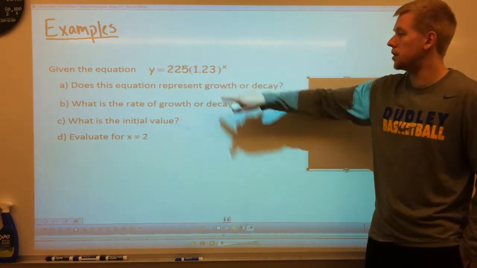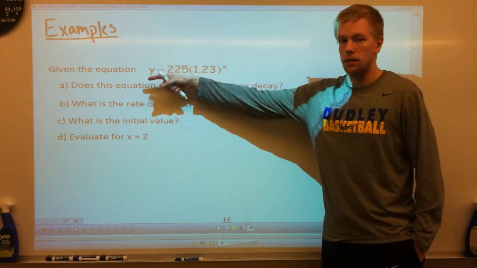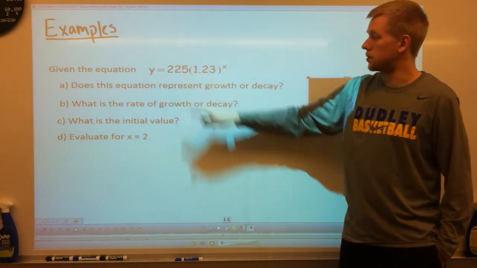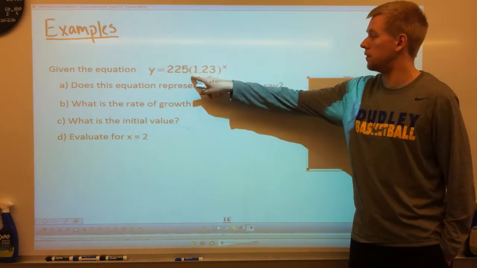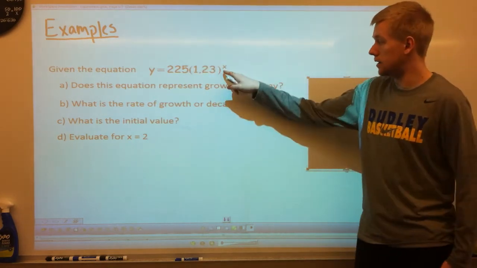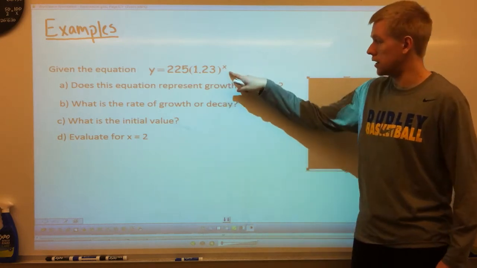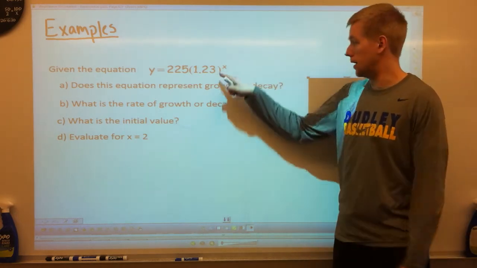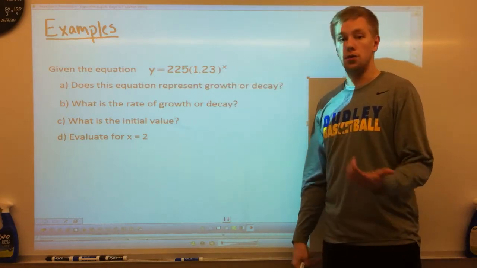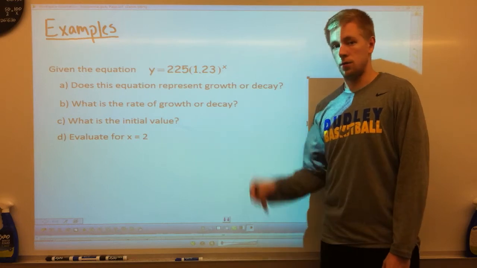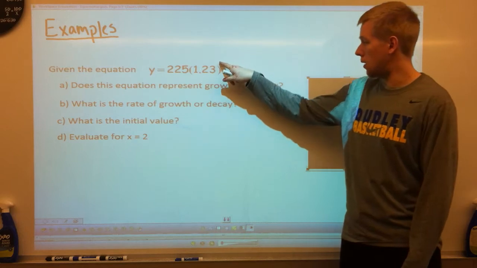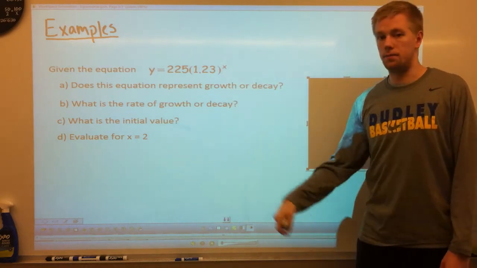Alright, so given this equation, y, f of x, same thing. You could have f of x here if you want to. y equals 225 times, in parentheses, 1.23 raised to the x power. That x needs to look like an exponent. If it is not an exponent on your paper, and it's on the same line as your 1.23, I know that you don't know that this is an exponential function. You're just writing x down on your paper because that's what's on the problem. You need to make sure I recognize that this x is the exponent.